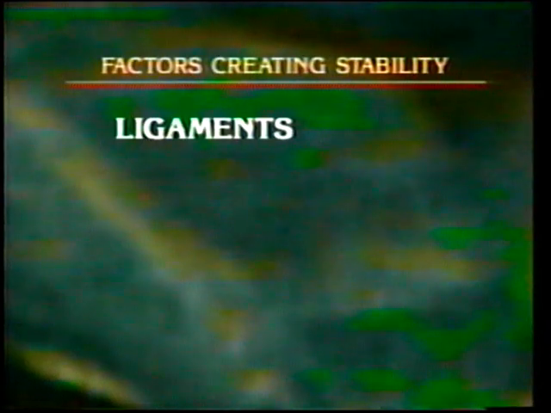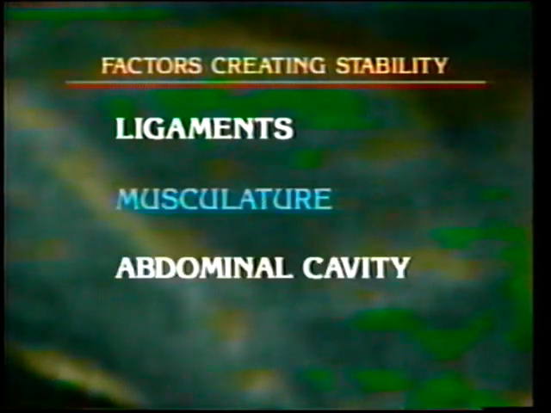The ligaments, the musculature, and the abdominal cavity. We don't know a great deal about the role of the paraspinal muscles, the abdominal muscles, and we don't know a great deal about the role of the abdominal cavity. I think that we should understand they do provide some stability, however, but the actual effect is unknown.